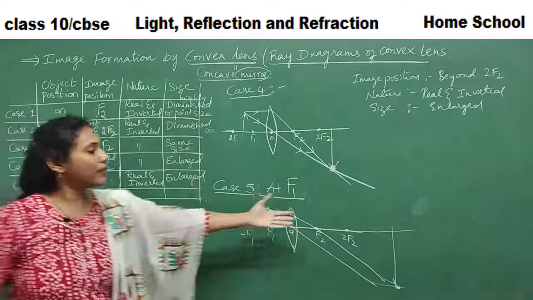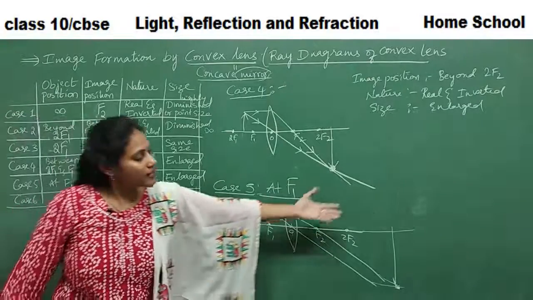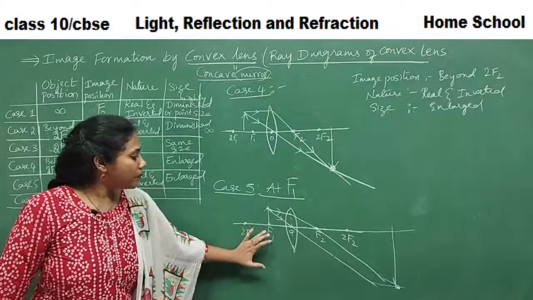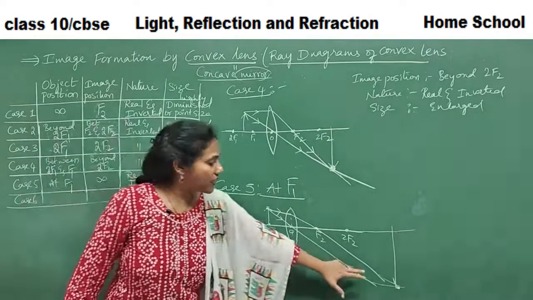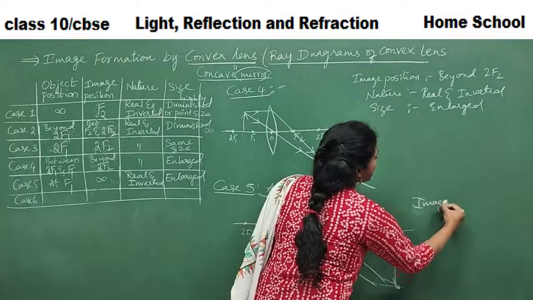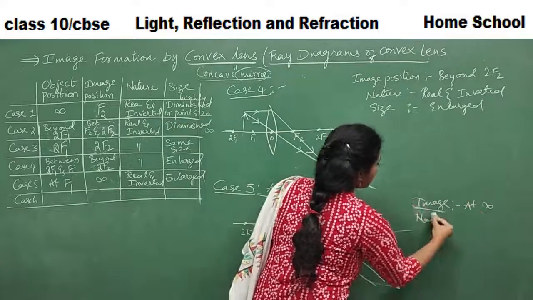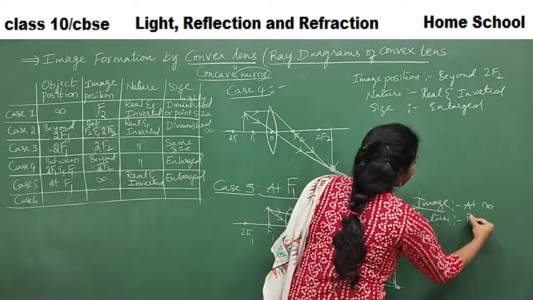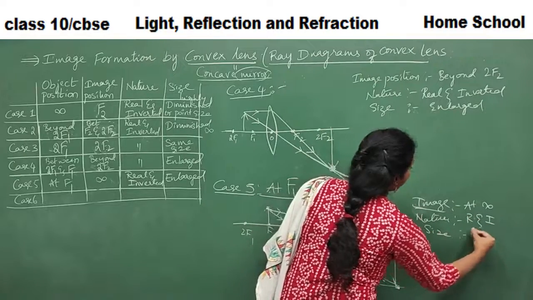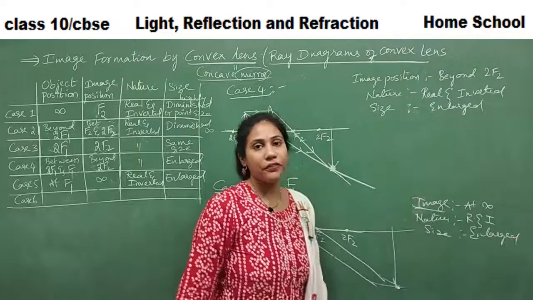Again, I'm not writing the points there, I have written it off here. So carefully write the points separately in your book. Relating to object position is here, image position is infinity. Let me write it off. Image position is at infinity. What is the nature? Nature is real and inverted, and size is enlarged. So this is our case 5.